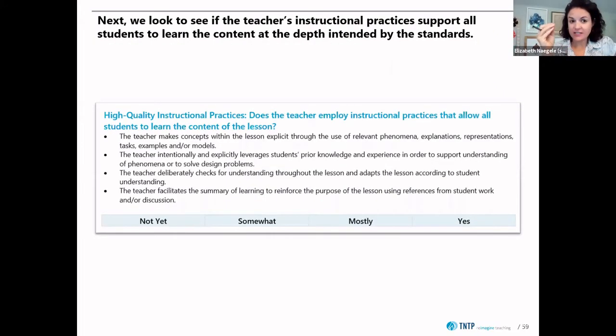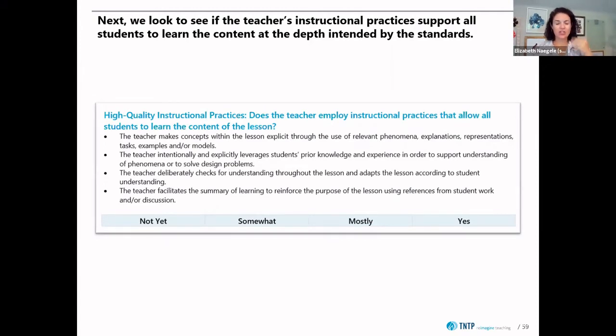The next 2 sections of this tool for our vision we'll do together. The first part is on the instructional practices. So when we're looking to see how they're using these high leverage instructional practices to support the learning of the content, this is where we're looking to see how the teacher uses the models that are there to make the content come alive. How does the teacher engage students with their prior experience and their prior knowledge? How does the teacher check for understanding and adjust based on that understanding? And then what kind of facilitation of the learning is the teacher doing?